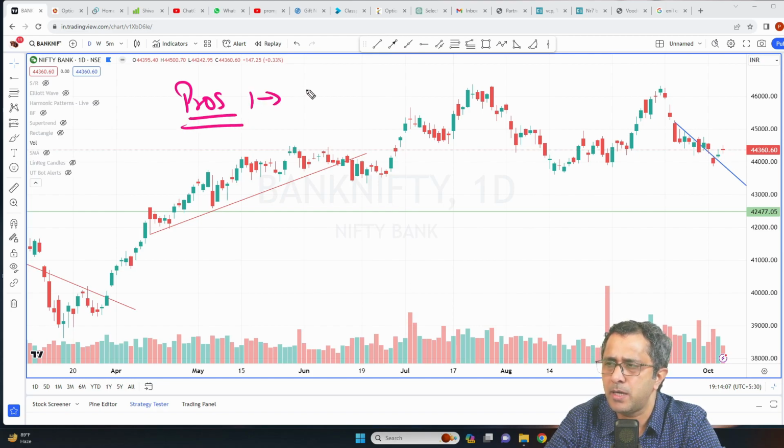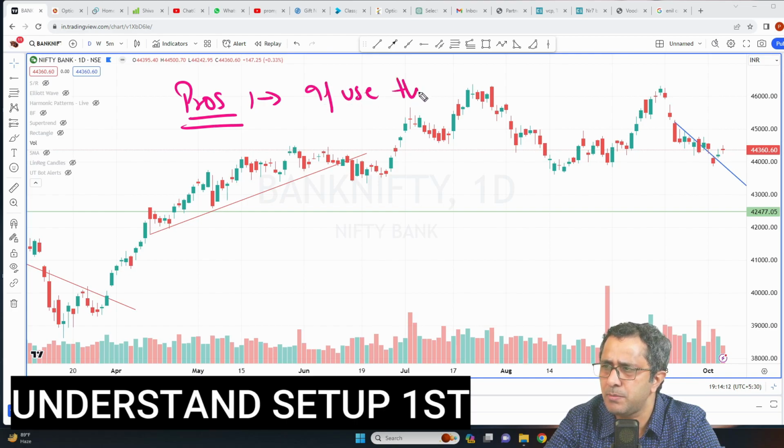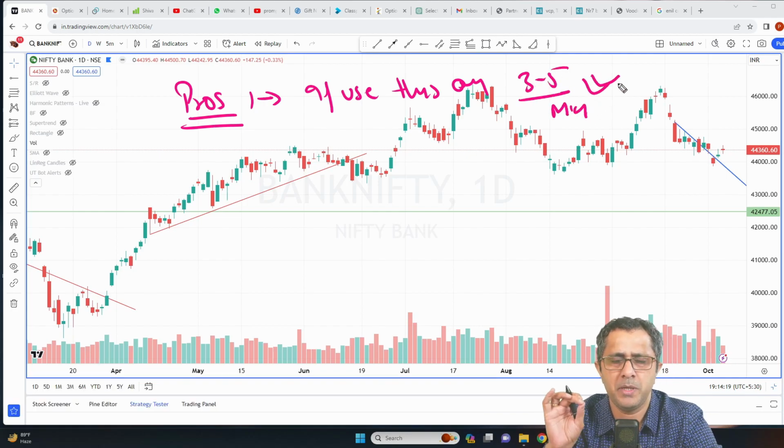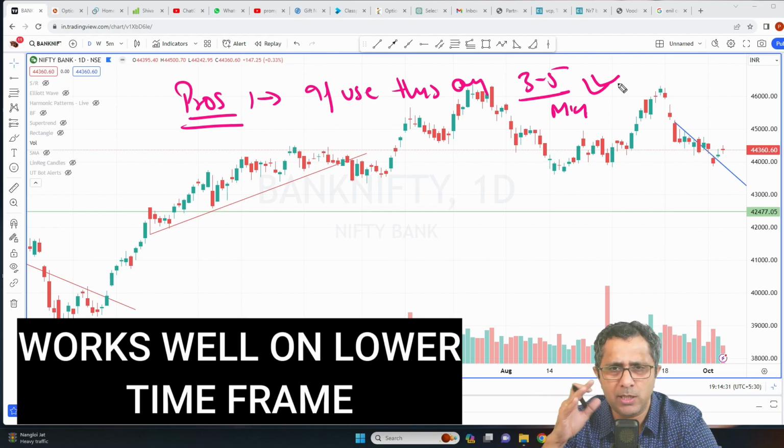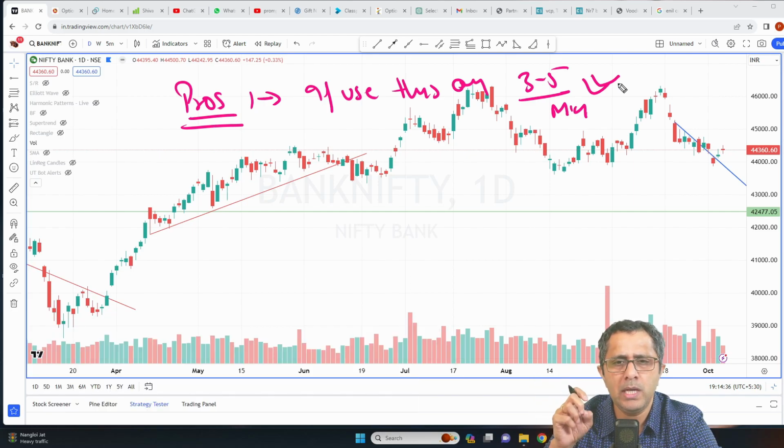The first part is, if you use this setup on 3 or 5 minutes, it gives good results, which means if you are in the live market and trading in the live market, then you must use 3 minute or 5 minute max. Beyond that, you might not get the desired result. So only use the setup on 3 to 5 minutes maximum. Do not go beyond that time frame.